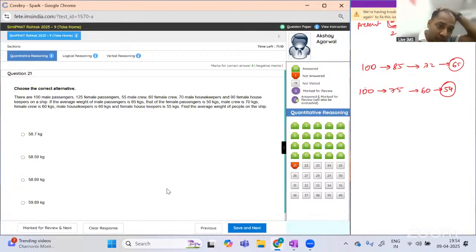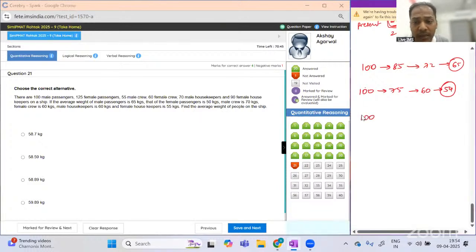Moving on. There are 100 male passengers, 125 female passengers, 55 male crew, 60 female crew, 70 male housekeepers, 90 female housekeepers on a ship. The average weight of male passengers is 65, female passengers is 50, male crew is 70, female crew is 60, male housekeepers is 60, female housekeepers is 50. The average weight of the people on the ship is, oh my god, I need to use judgment.